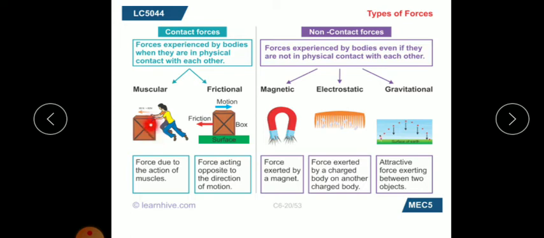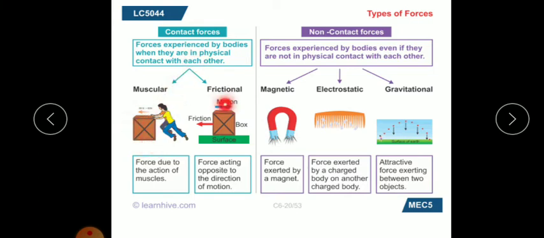So here you can see two persons are pushing a box, which means the two persons are applying their muscular force on this object. By touching the box, they are exerting a force. By touching this box, they are exerting muscular force on this box. So this is an example for contact force. So all muscular forces are contact forces.